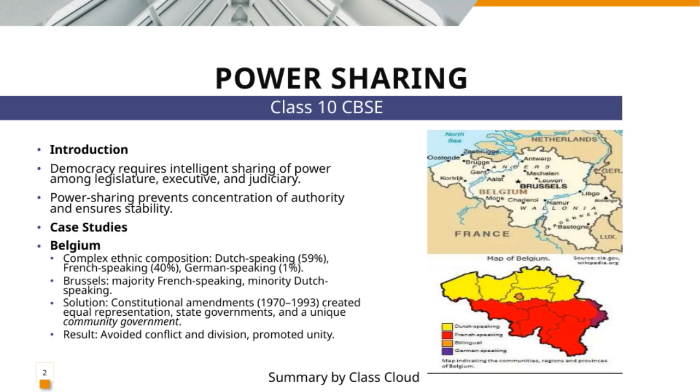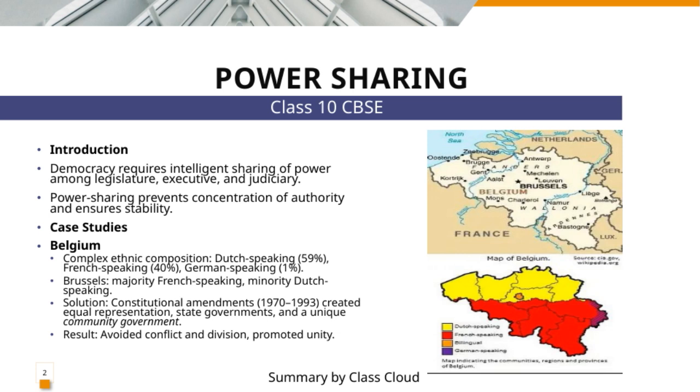Belgium has a very complex ethnic makeup, with Dutch-speaking people making up about 59%, French-speaking about 40%, and German-speaking around 1%. In Brussels, the capital, the majority are French-speaking, but there's also a significant Dutch-speaking minority. To manage this diversity and prevent conflicts, Belgium implemented constitutional amendments between 1970 and 1993.